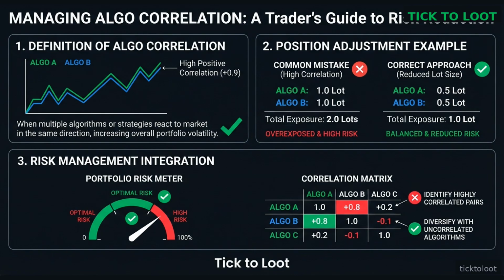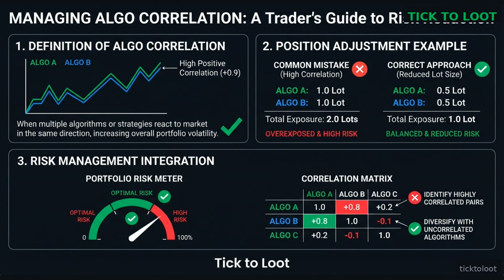Eighth, we showed how to adjust positions based on those insights, either by scaling down, staggering entries, or adding unrelated algorithms. Ninth, we integrated correlation into a broader risk management framework, setting limits on combined exposure and using rules like no two highly correlated algos exceed 40% of capital. Finally, we emphasize that consistent monitoring and disciplined adjustments keep your trading portfolio resilient, just like a well-balanced team where each player brings a unique skill.